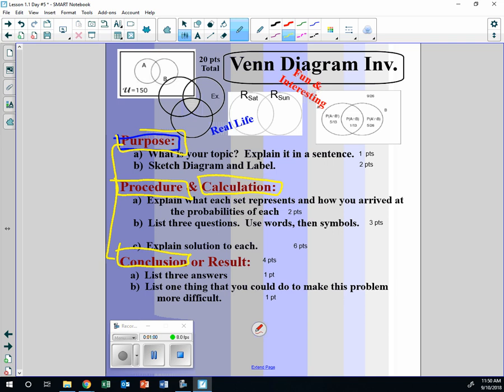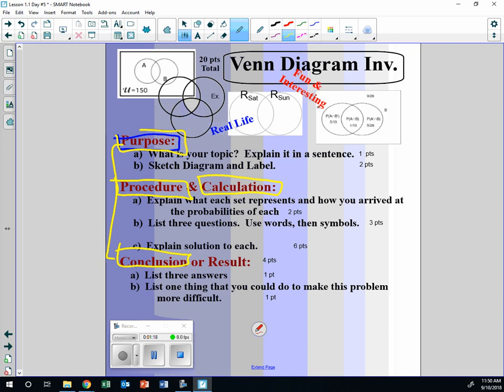Your procedure is what you did to collect the data, and your calculation is what you did to get the answer. And then your conclusion is what the answer is. And we're going to extend it. I want you to come up with another comment on what you can do to make it more challenging.